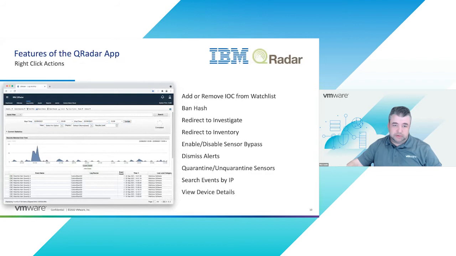Next one we'll talk about here is IBM QRadar. So obviously very similar to Splunk and similar actions that you can take here within the QRadar console. Again, this is just like Splunk, pulling in data either through our APIs or through the data forwarder. And these are the different actions you can take based on that data that comes into QRadar.